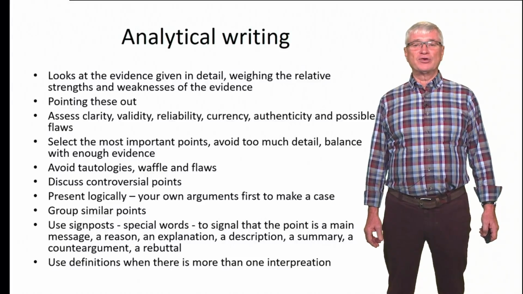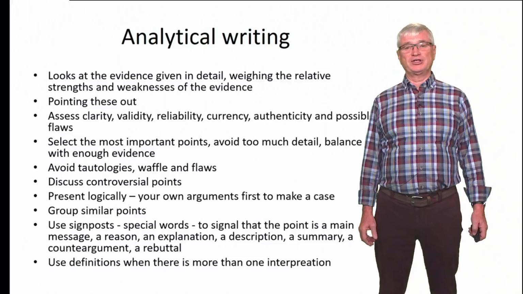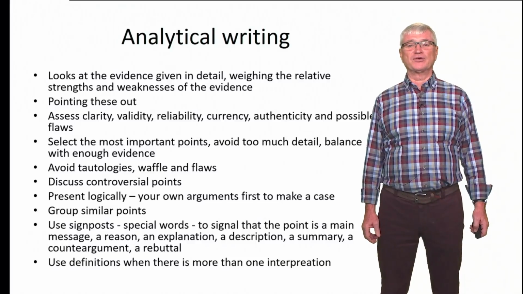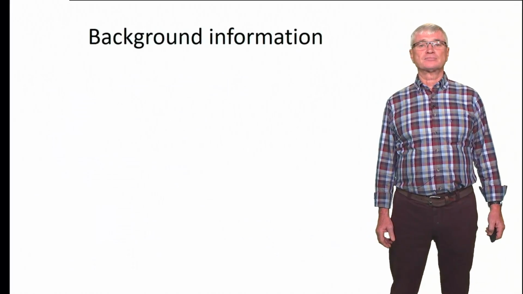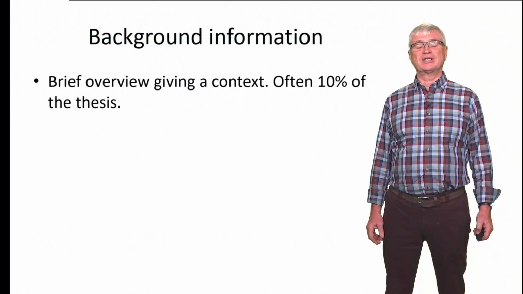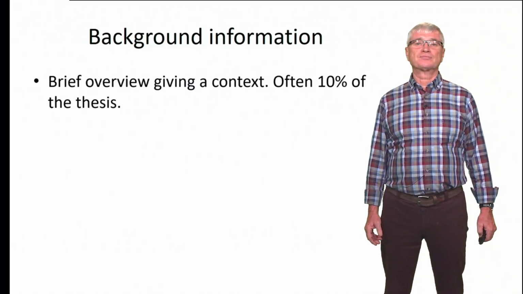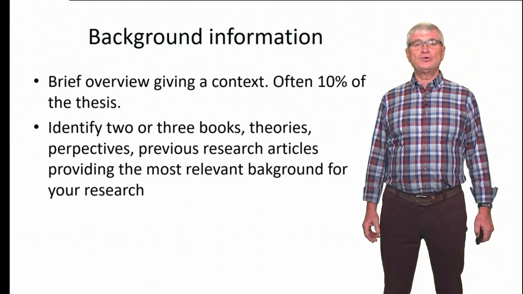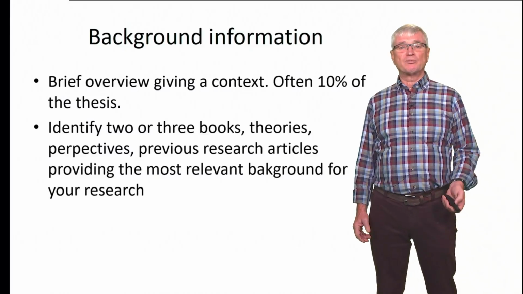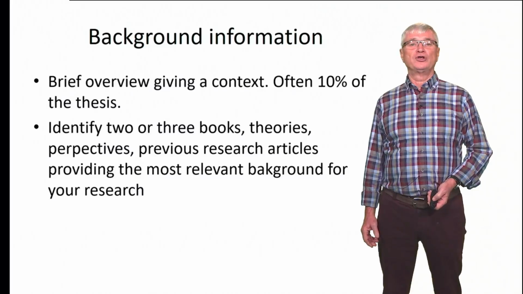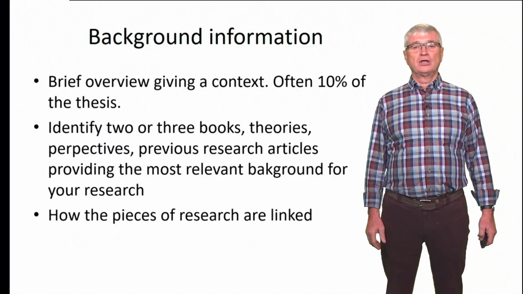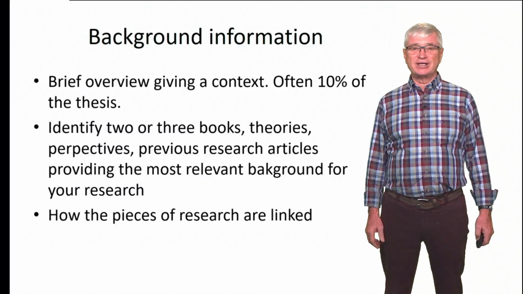So use definitions when there is more than one basic interpretation. Otherwise, don't define everything. You're just spending a lot of time that is unnecessary. Background information: a brief overview giving a context, often 10% of the thesis. So that's the introduction. Identify 2 or 3 books, theories, perspectives, previous research articles, providing the most relevant background for your research. That's your literature research. How the pieces of research are linked. Link them together.